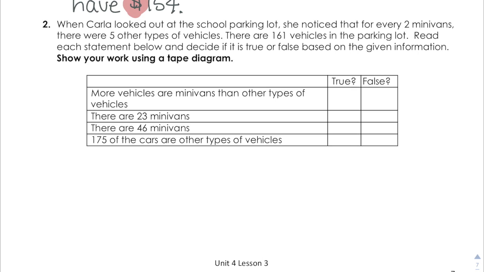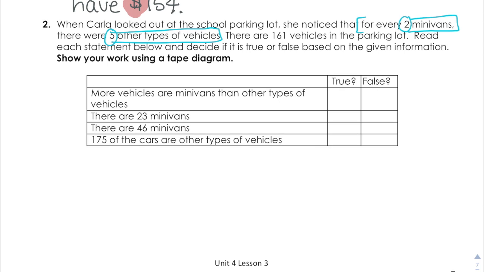So let's read it again. When Carla looked out at the school parking lot, she noticed that for every, all right, that's our trigger. Those are our trigger words right there. So for every 2 minivans, there were 5 other types of vehicles.